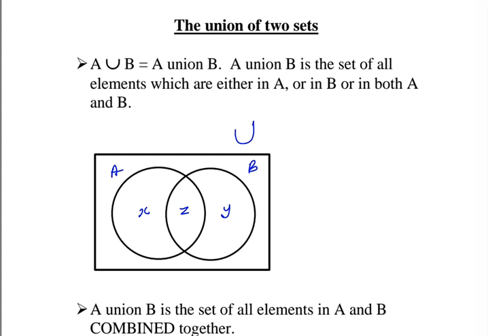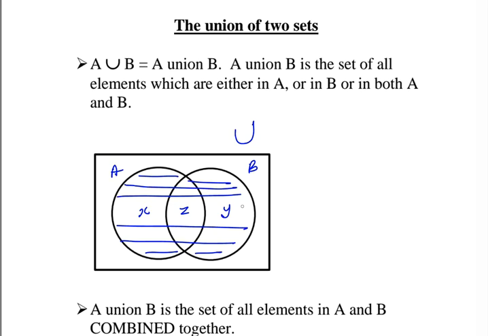So A union B is a set of all elements which are either in A or in B or in both A and B. So by definition, this entire region here is A union B. Because if you're somewhere within the shaded region, you're either in A or in B or in both A and B. The shaded region is A union B. All right?